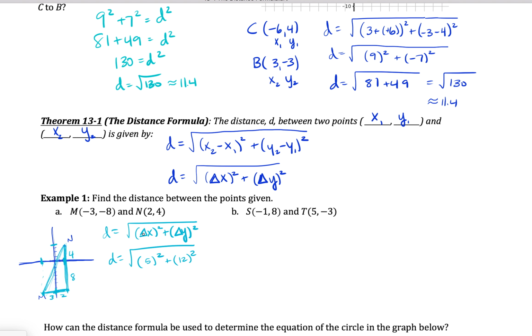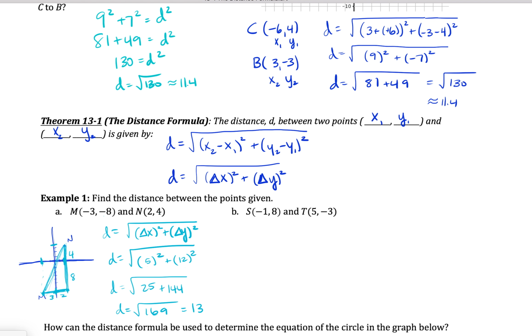So our difference in the x's, the difference between negative 3 and positive 2, is 5. The difference in the y's, negative 8 to positive 4, is 12, because it takes 8 units to go from negative 8 to 0, and then 4 more to go from 0 to 4. So that's a total of 12 units. So now the distance would be the square root of 25 plus 144. So that's the square root of 169. And that comes out nice and neat as 13.